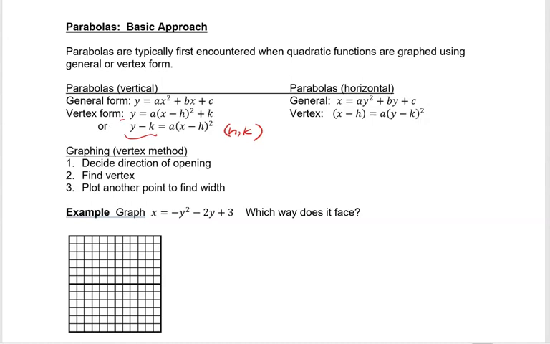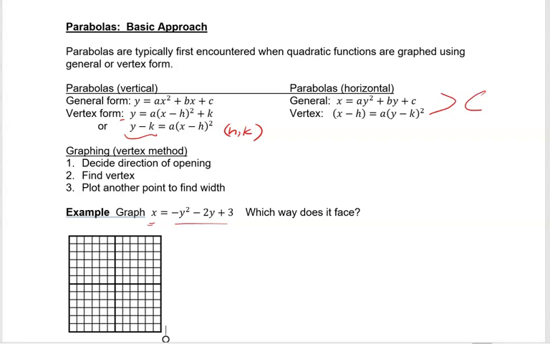So let's take a look at this example. We've got the equation x is equal to negative y squared minus 2y plus 3. The first question that's asked is which way does it face? Because the x is isolated and is first degree, but the y is quadratic, we are assuming that it's going to be a horizontal or a sideways facing parabola.